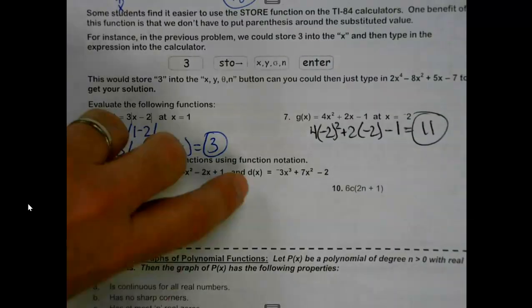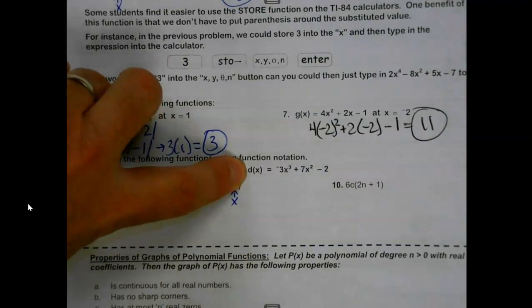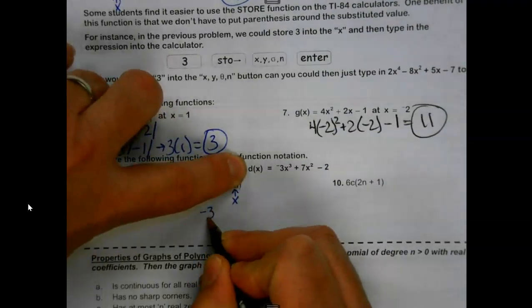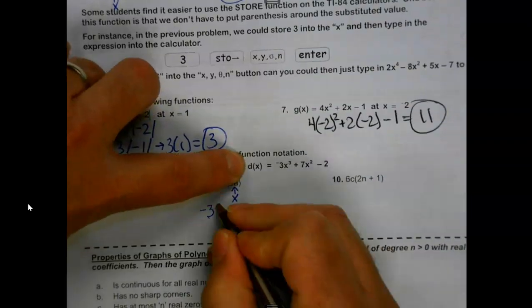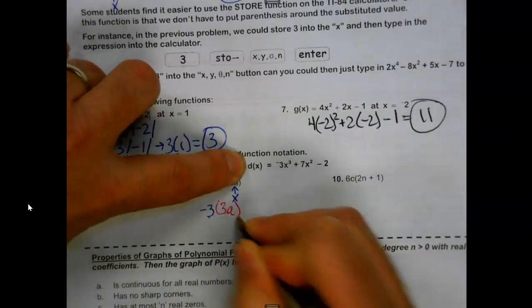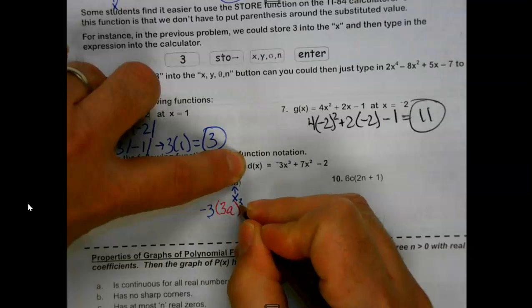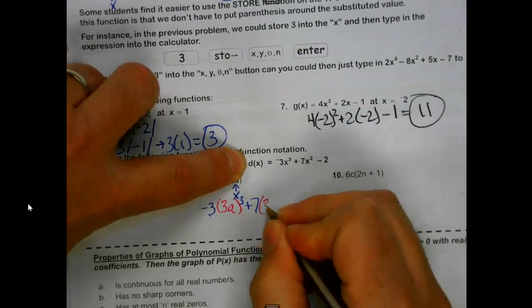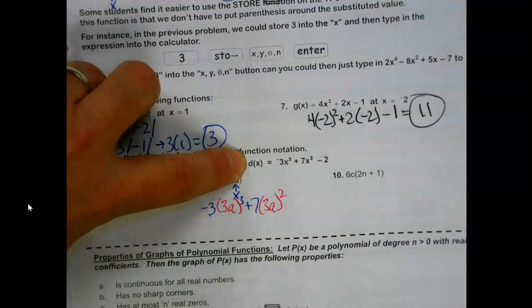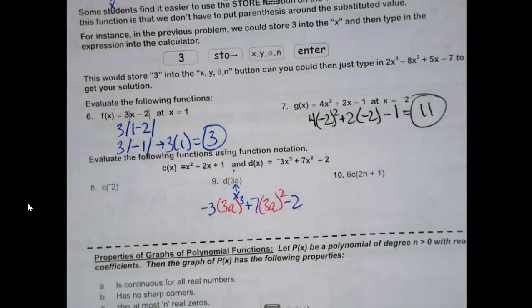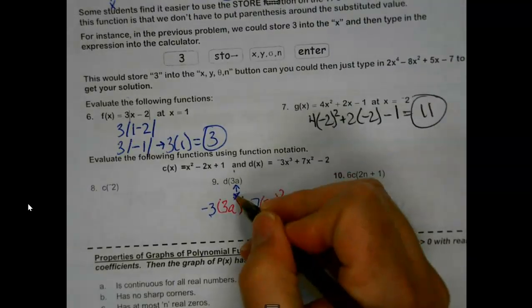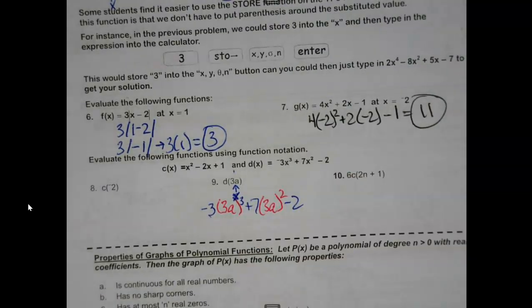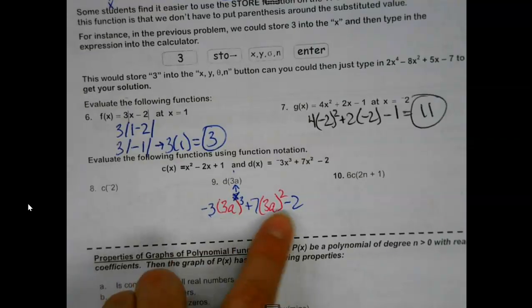So, here's my d of x. Every time you get to an x, we're going to substitute the 3a in. Everything else stays the same. Now, does that mean I just get to plug in the 3a and say, whee, I'm done? No, I still need to simplify this. Well, Hardy, I can't put that in my calculator.